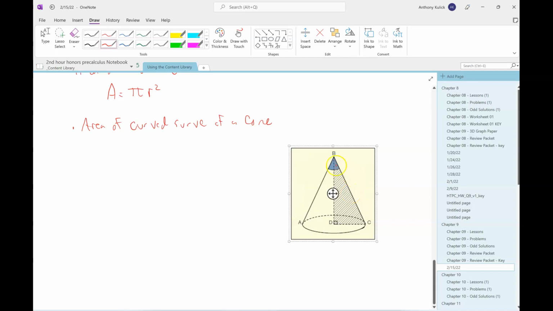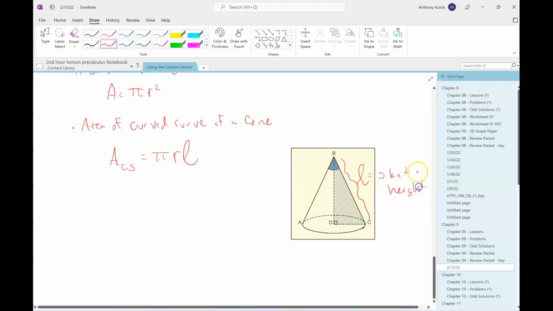Okay. So this area, I'll say CS for curved surface, is pi r L, where L is called the slant height. And it's basically the length of that side BC in the triangle BDC, where BD is the height of the triangle and DC is the radius of the circle. Or I should say the height of the cone, excuse me.